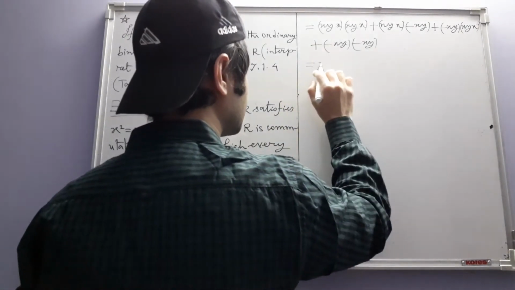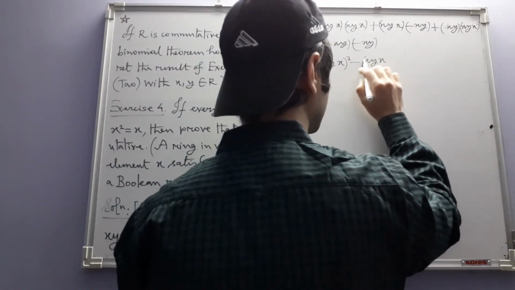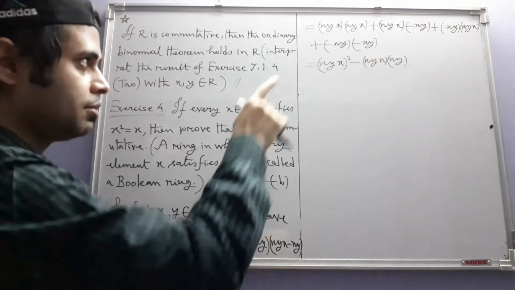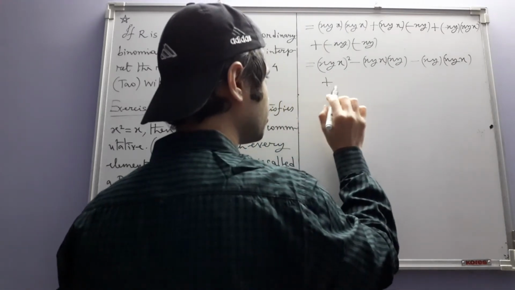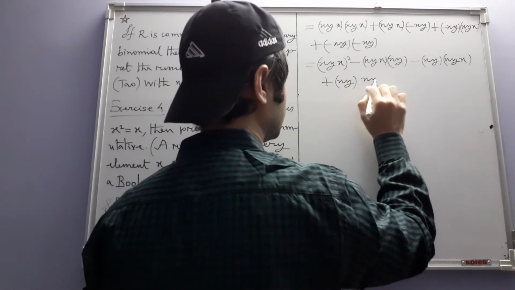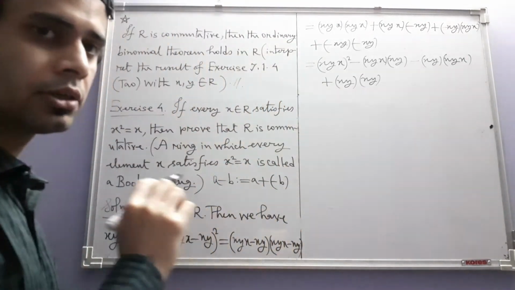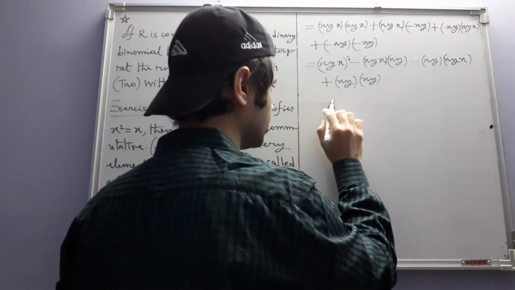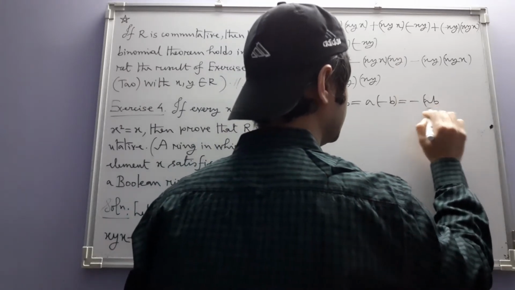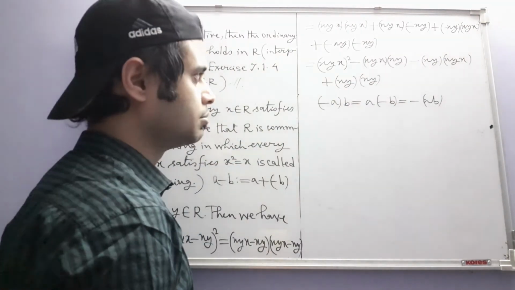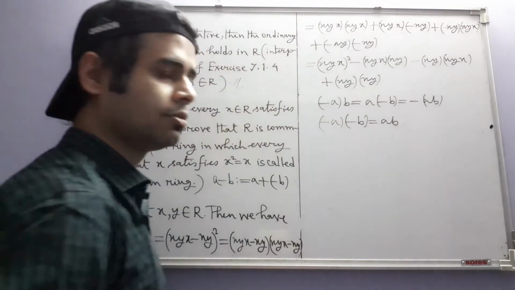Now the first term of course is (xyx) whole square. The second term, in place of that, I am writing minus xyx xy. In place of the third term I am writing minus xy xyx. In place of the fourth one I am writing xy xy. What have I done here? If you recall, in a ring we have already proved that if a and b are any two elements, then minus a times b is equal to a times minus b, which is equal to minus ab. That's what we have used in manipulating the second and third terms. In the fourth one, we have used minus a times minus b is equal to ab.